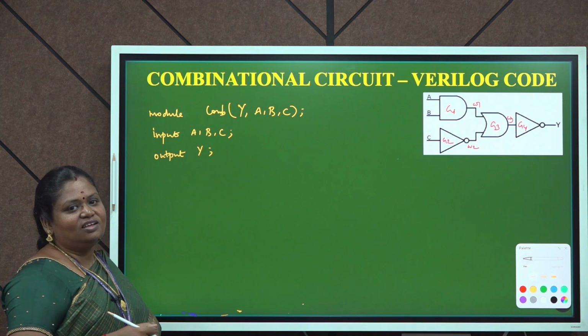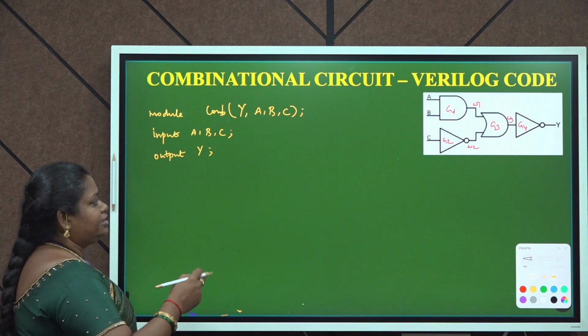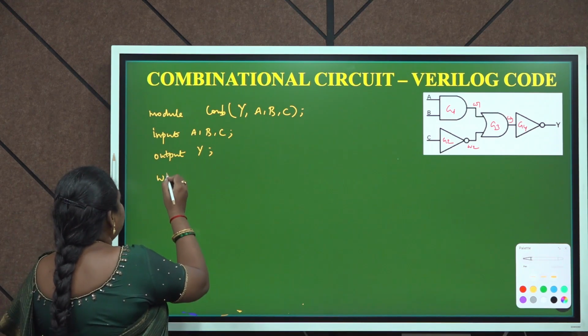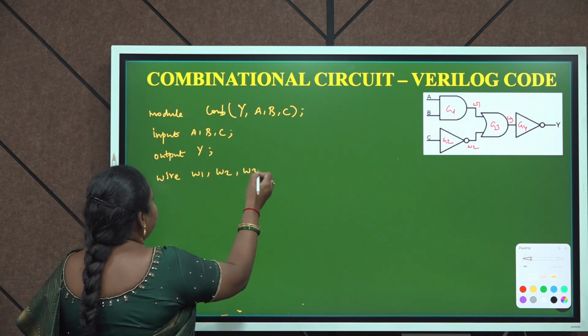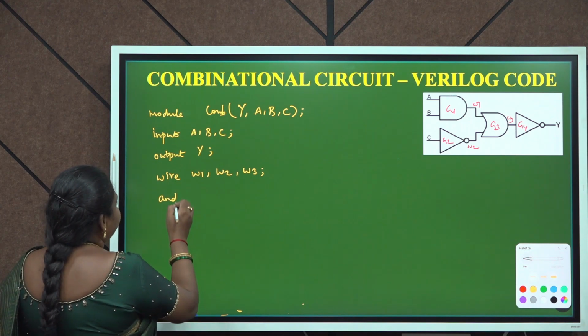And the output Y. After declaring the input and output ports, we write the connecting component, which is the data type wire. So, wire, I am using three wires here, W1, W2 and W3, and next we go for the gates.